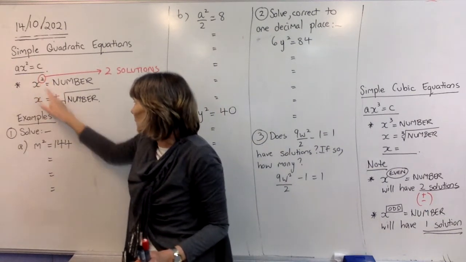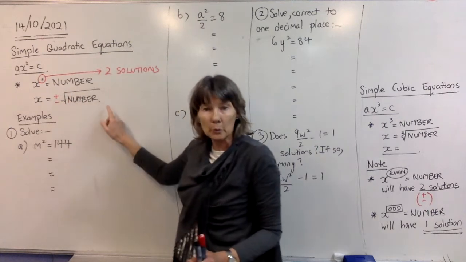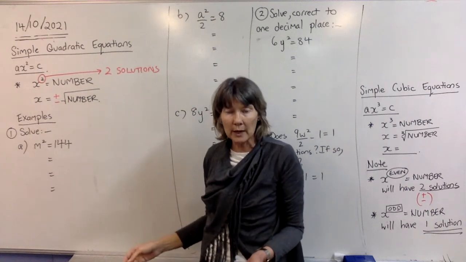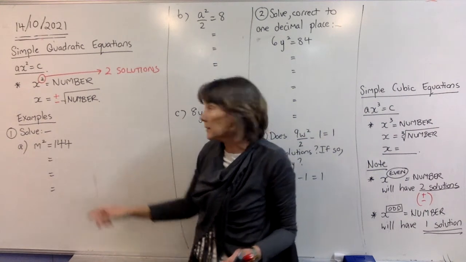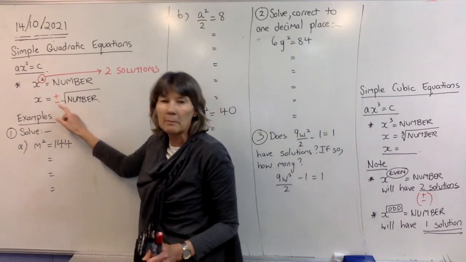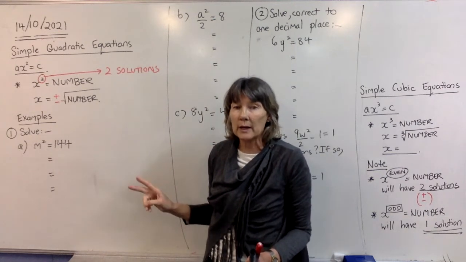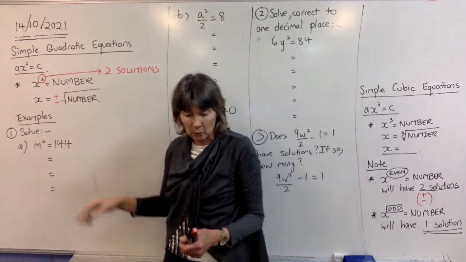So the opposite of squaring is square root. So you will square root the number, but that will only give you one answer on your calculator. To get the two answers, it's going to be plus and minus. There's your two answers, your positive answer and your negative answer. So let's see how it works here.